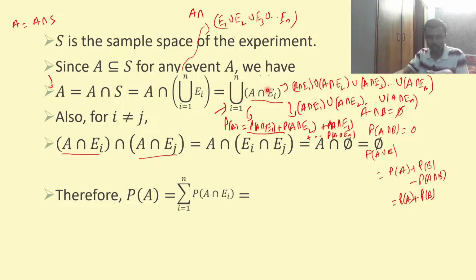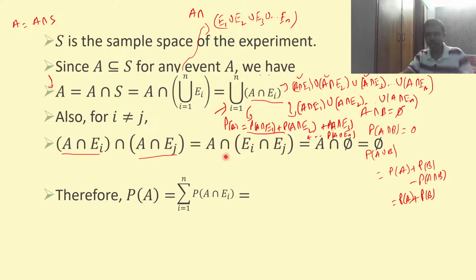This is the union of all this. Now P of A is nothing but P of A intersection E1 union... Now we know that these are all mutually exclusive. That means my probability is going to be probability of this plus probability of this plus probability of this, and so on. That's what I wrote. I hope it's making some sense.